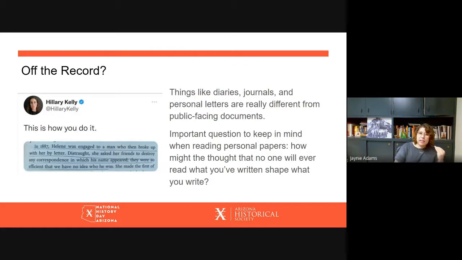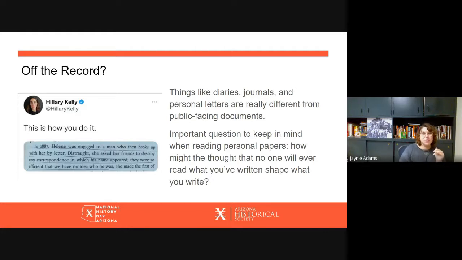Things like diaries, journals, personal letters, they are really different from intentionally public-facing documents. So when you're reading someone's diary or a collection of letters, you want to think to yourself, how might the thought that no one will ever read what you have written shape what you write?